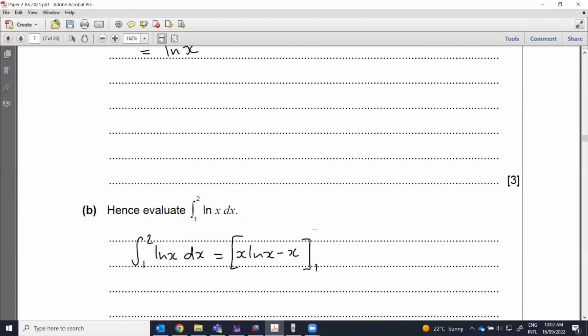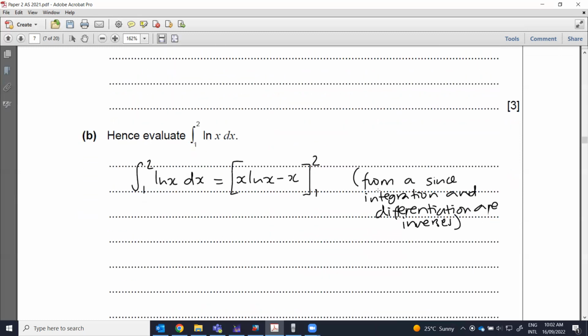And then I'm going to substitute my points. Since integration and differentiation are opposites, or inverses. Okay, so that is the reason why. Again, my writing here is not necessarily something that you should write down. It's just because I'm teaching over here.